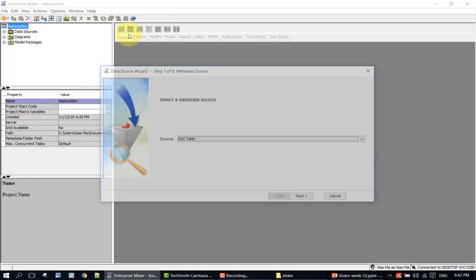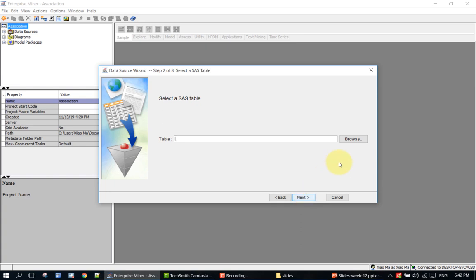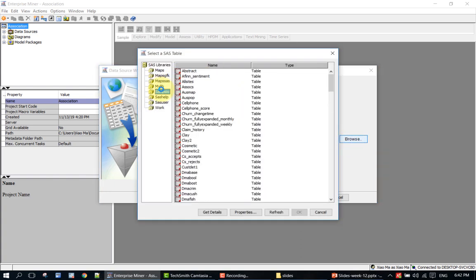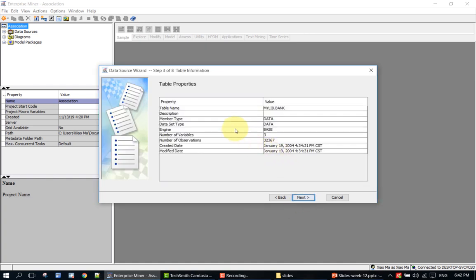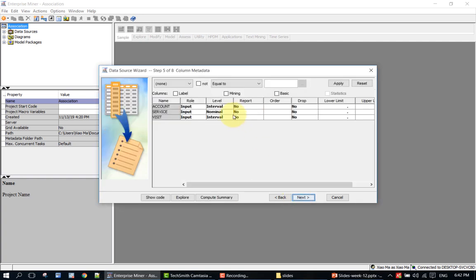So data source, Bank. And you can see there are only three variables, and I'll explain later after I finish the demo to talk about the data formats. But there are a large number of rows, so it's a very long table. And of the three variables, one of the variables has to be an ID.